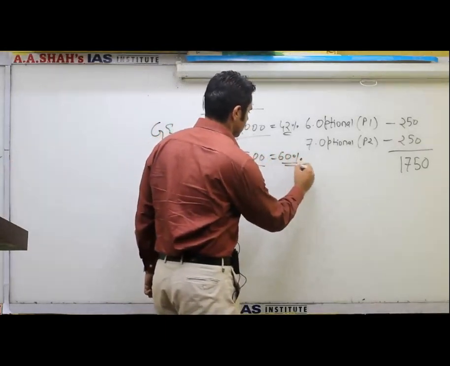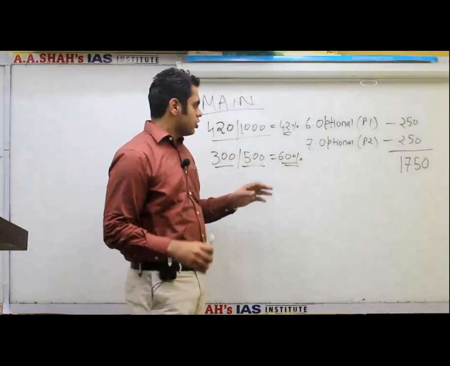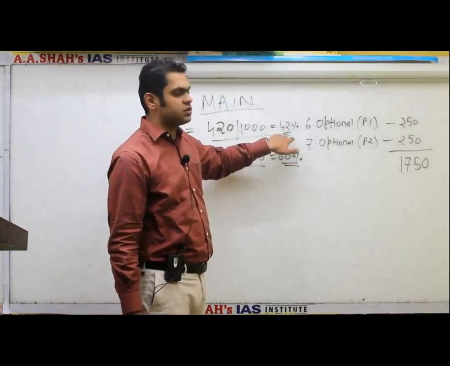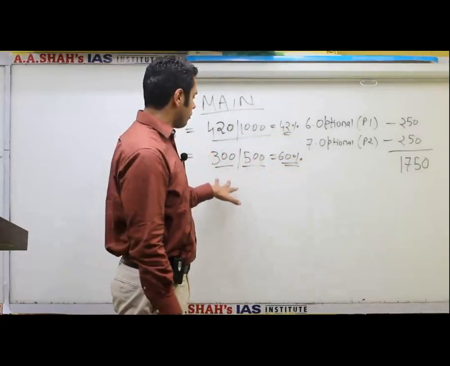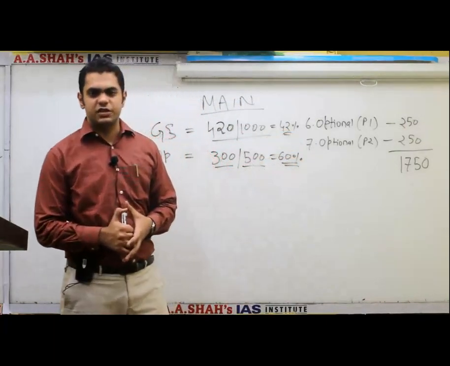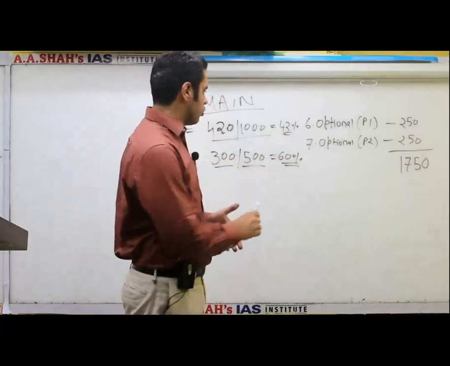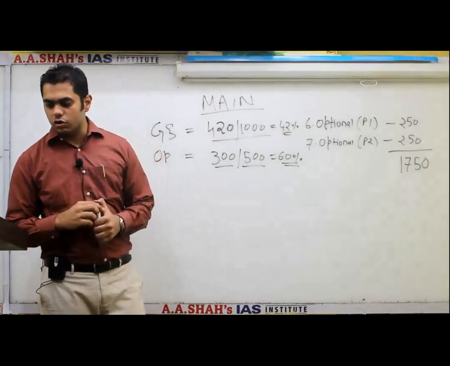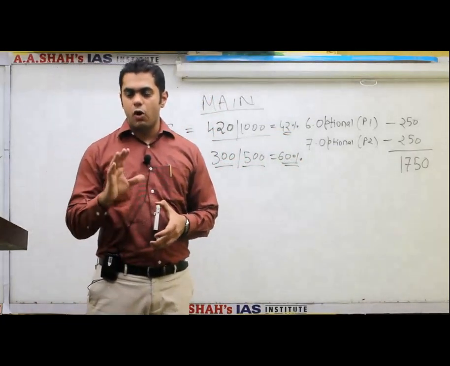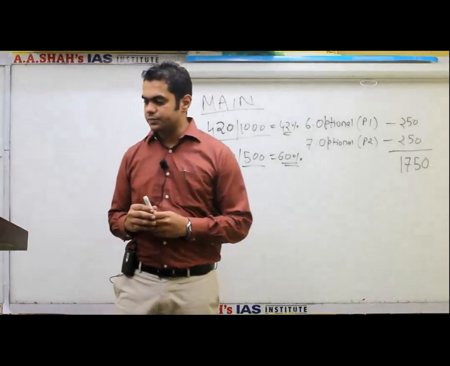And plus, in general studies, you have to work hard to earn this 42%. You have to prepare throughout the year. Whereas in optional, within a span of say 2 to 3 months, you can prepare well and you can get 60% marks here. So this shows the importance of the optional paper in the whole scheme of the main examination.